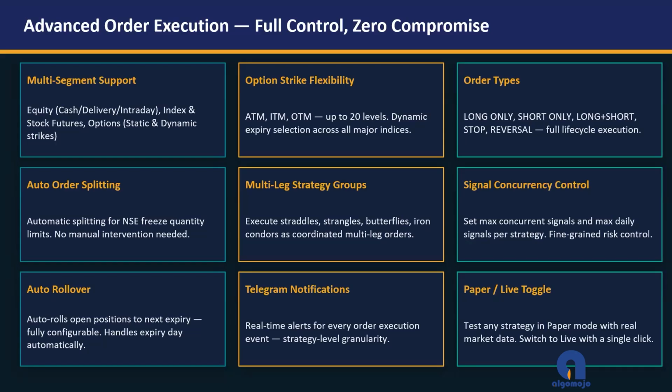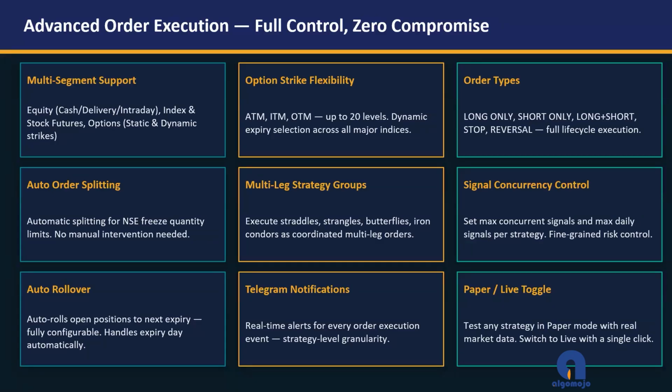In terms of order types, you can look at placing only long orders or short orders or long plus short orders or stop and reversal orders also. What are these? When are these to be used? We will get into depth of that once we look at a chart and a strategy and look at various types of order types that can be supported.